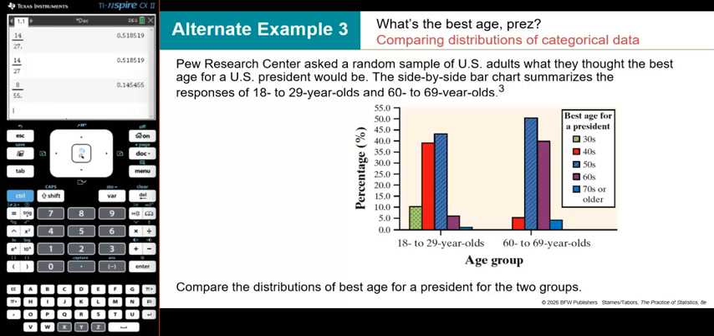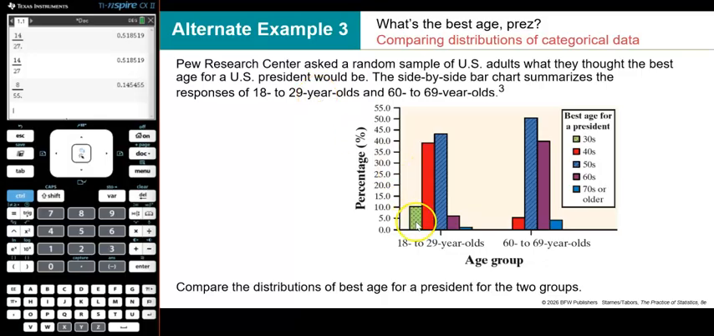And this one, this is nice, right? So we have color-coded. The 30s is green. Wow, I don't even see green represented on the 60 to 69-year-olds. Oh, wait, let's see, what's this about? A random sample of U.S. adults, what they thought the best age for a U.S. president would be. Summary's response of 18 to 29-year-olds.